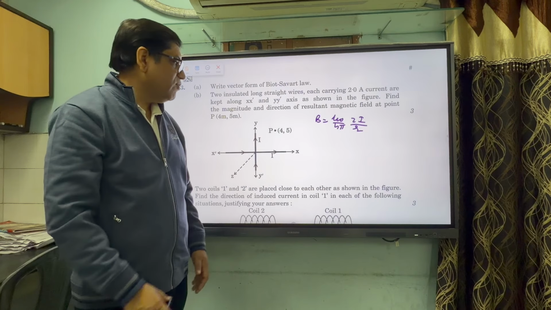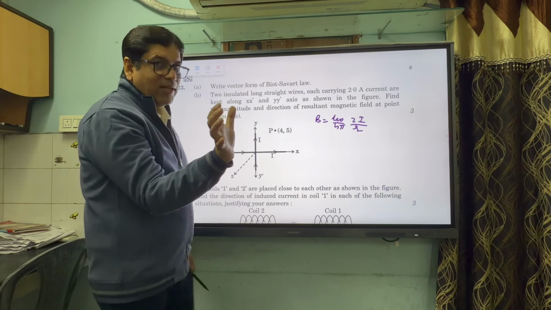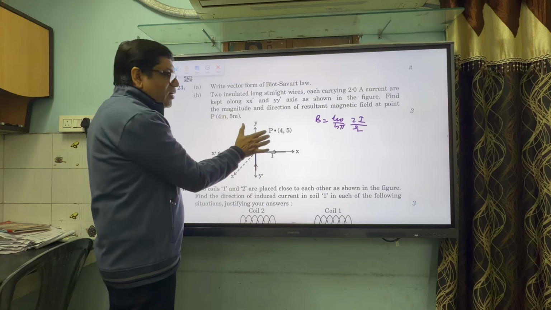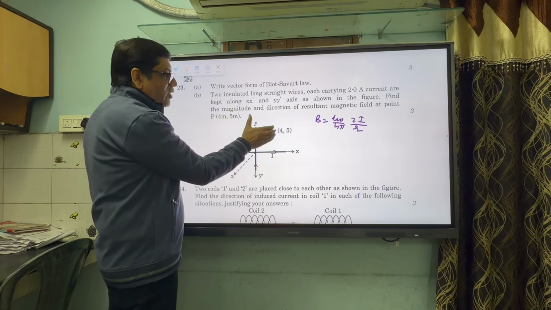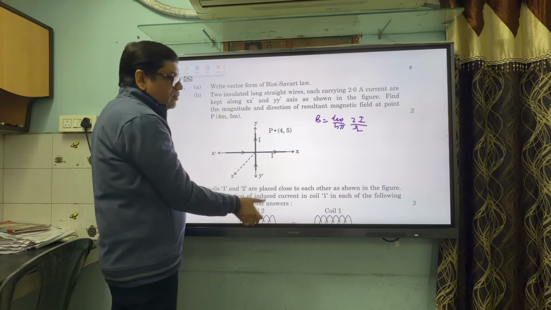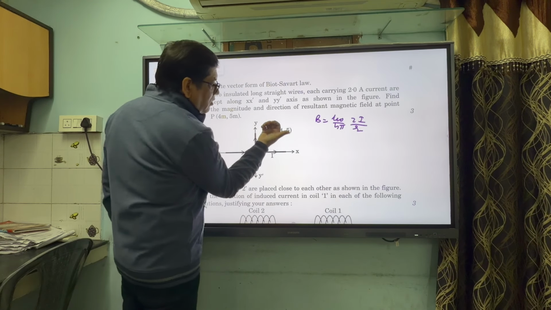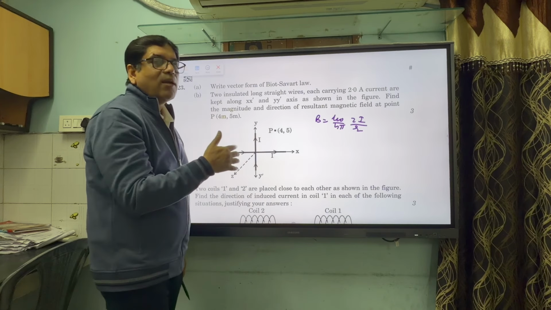Let us see the direction of magnetic field. For this conductor, we will use the right hand thumb rule. Keep the thumb in direction of current. Fingers will tell you direction of magnetic field. Current is up like this. Fingers show that magnetic field is inwards. Again here, current is like this. Magnetic field is outwards. For this, magnetic field is inwards. So magnetic field directions are opposite.